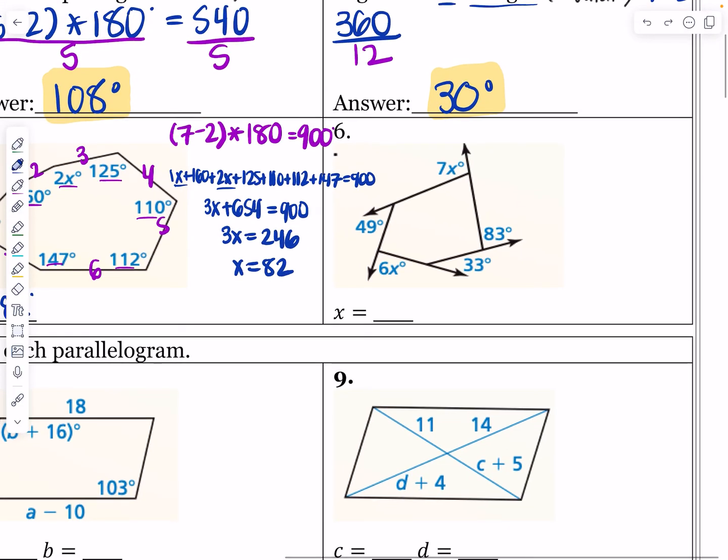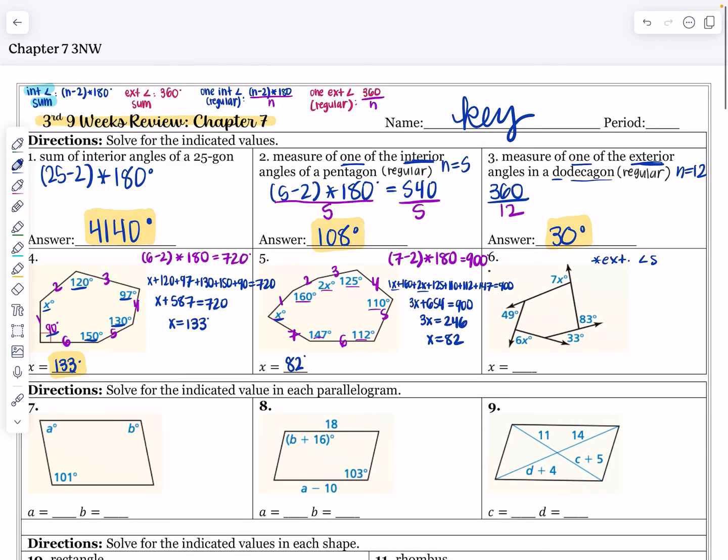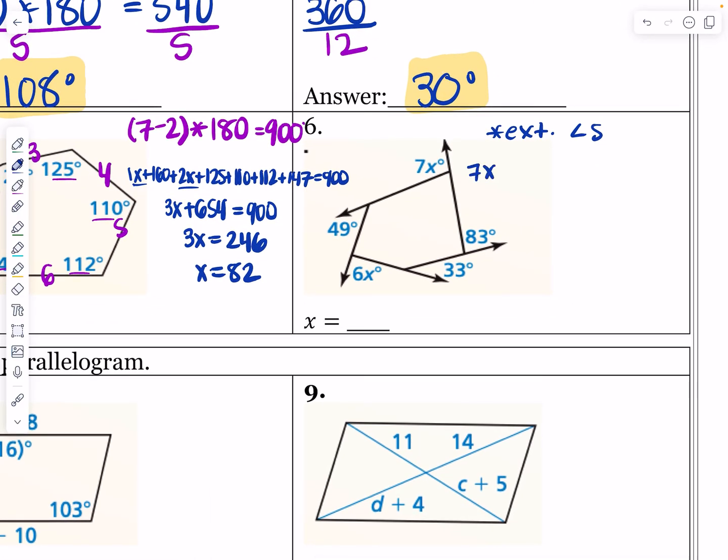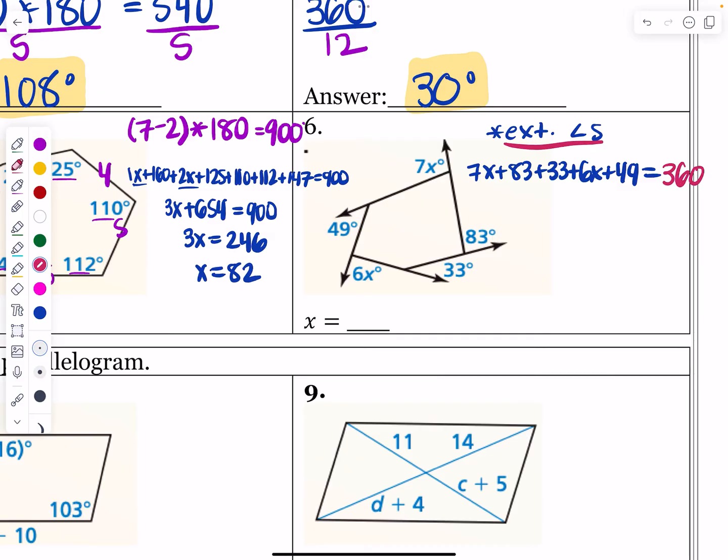All right, what changes on number 6? Number 6 is a 1, 2, 3, 4, 5-sided figure, but that really doesn't matter. Those numbers don't matter because what kind of angles are on this problem? On this problem, I am dealing with exterior angles, so I'm going to make a note of that. The first thing I notice is that all of these angles are on the outside. So what is always, always, always the grand total of the outside angles in any polygon? 360 degrees. So I'm going to take all 5 of these, 7x plus 83 plus 33 plus 6x plus 49, and I'm going to set that equal to a grand total of 360 degrees since these are exterior angles.